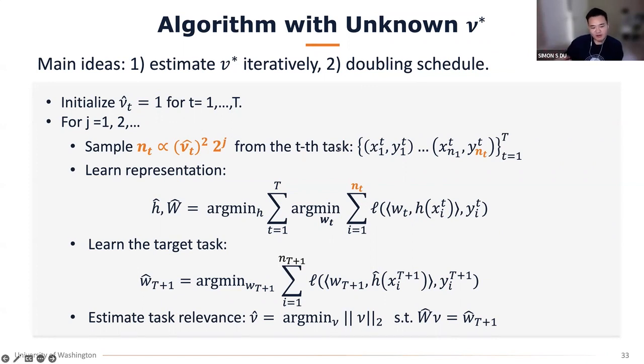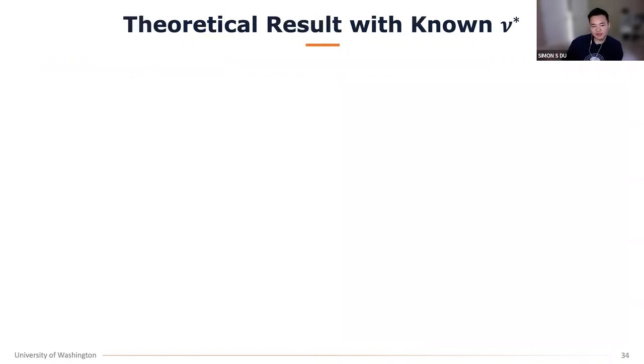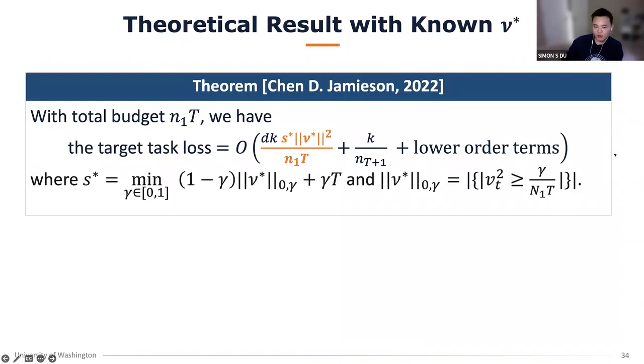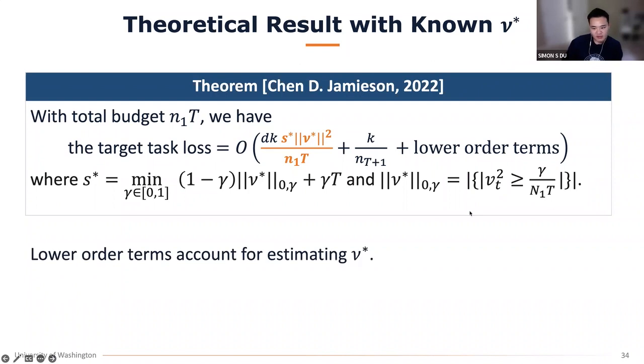Every epoch, you sample this number of data, you train the representation, and then you train this linear predictor, and then you estimate nu hat based on your estimated W star and W T plus one star. Basically every iteration, you estimate W star and W T plus one star, and use those to estimate nu. You use this estimated nu to do sampling for the next epoch, and the number of data in each epoch is doubled. So you can obtain some similar results. In theory, you still have this term, but you have some lower-order term which accounts for estimating nu. But it's smaller than N1 T, so usually it's much smaller. All right, so that's the main idea, and that's it for the theoretical results.